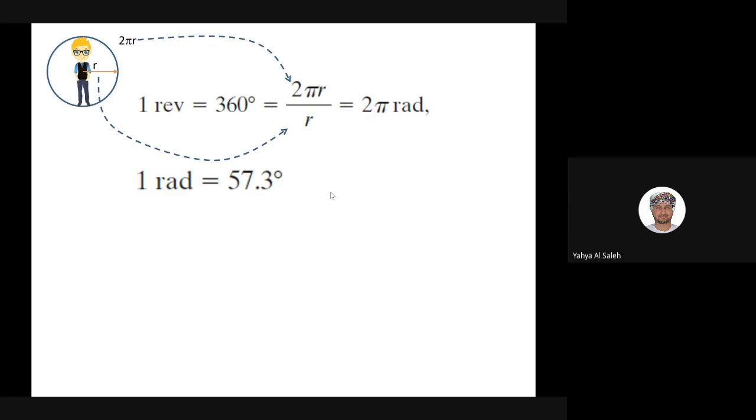So if you have revolution and you want to go to radian, you go 1 to 2 pi. 10, for example, is how much? So you multiply it by 2 pi. So revolution to radian, you multiply by 2 pi. Radian to revolution, you divide by 2 pi.